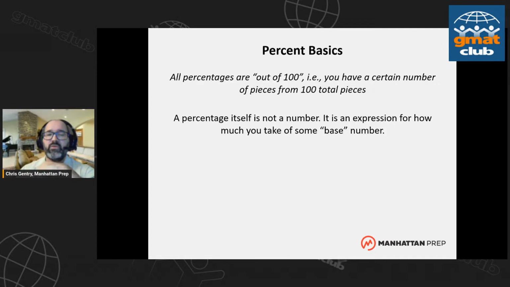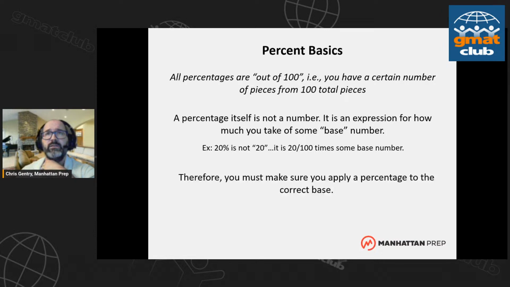As you see here, 20% isn't a 20. It is 20 over 100. So you have the fraction expression or decimal expression. As I mentioned a moment ago, make sure you apply the percentage to the correct base.